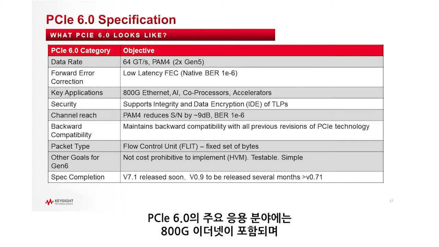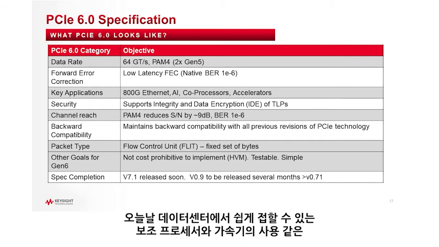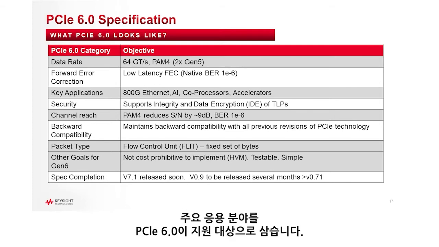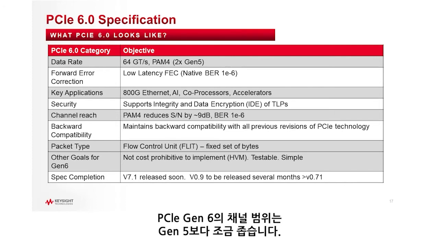So some of the key applications for PCI Express 6.0 include 800 gig Ethernet, where it's looking for more and more performance, artificial intelligence, or AI, and the use of coprocessors and accelerators, which is common now in the data center. These are all key applications that PCI Express 6.0 is targeted to support. PCI Express Gen 6 will also support IDE for data encryption and greater security.